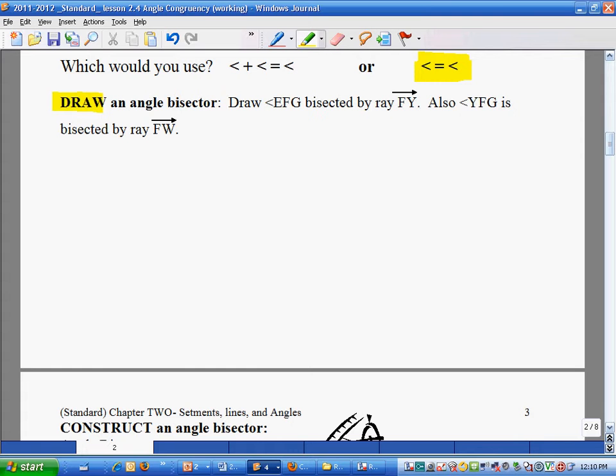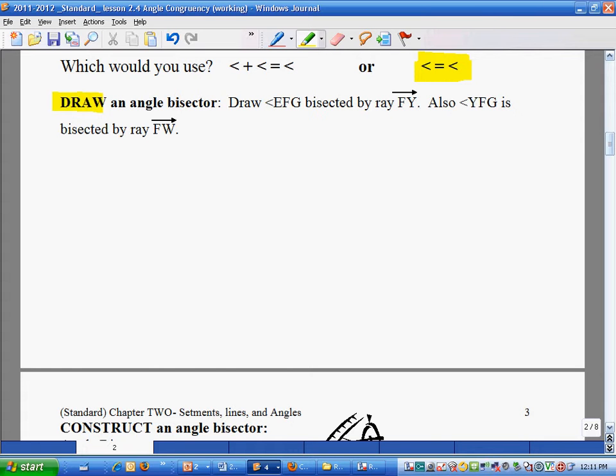Now I want you to eavesdrop on your neighbor's paper, look at theirs, and see if you are the same or different. What'd you get? Alrighty guys, look up here. Switch to a red pen so you can see how yours is different.